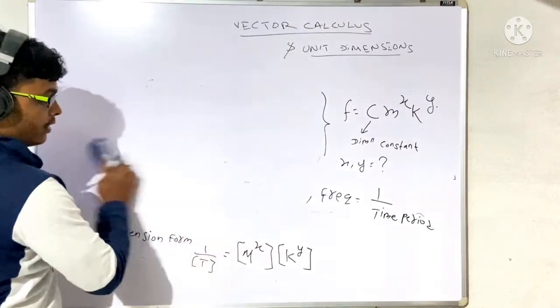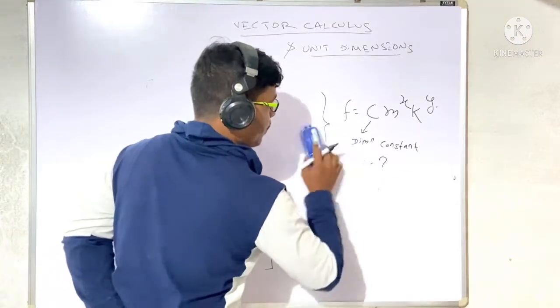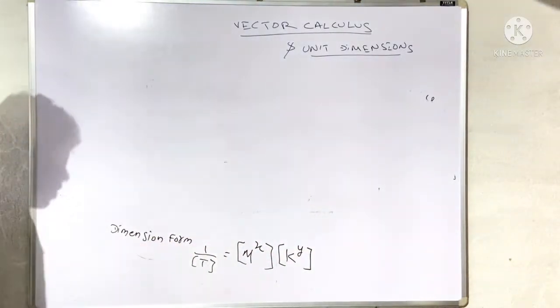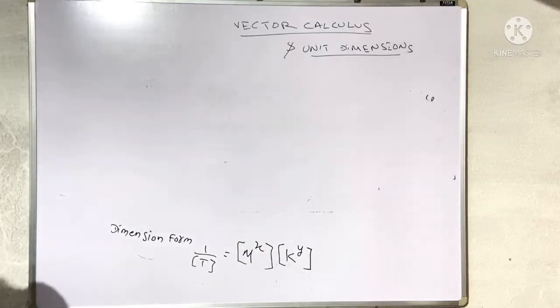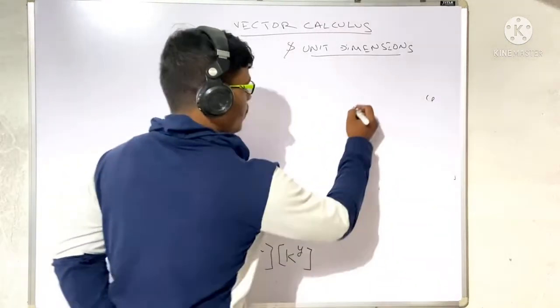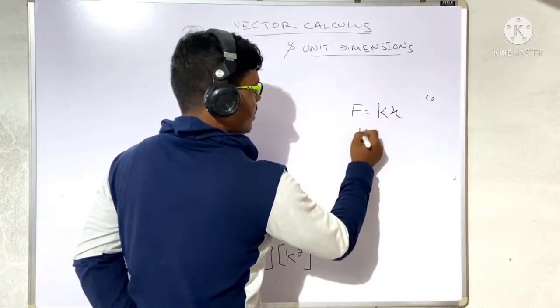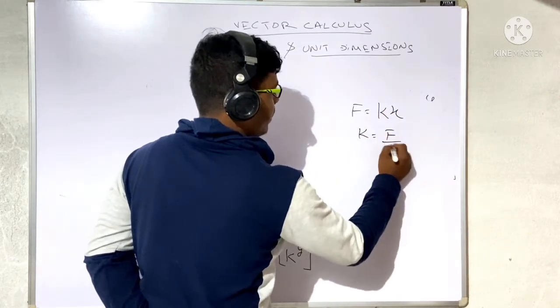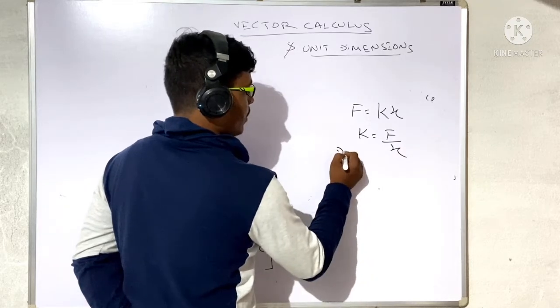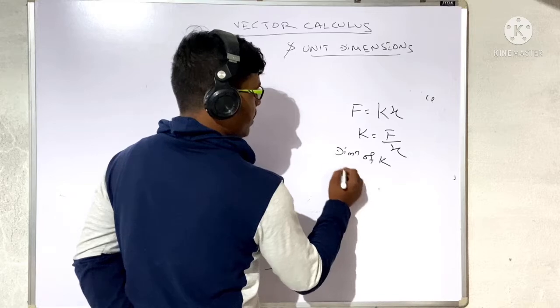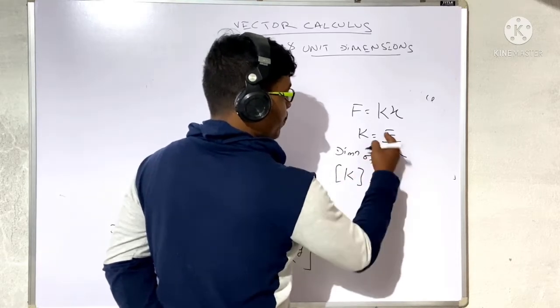Okay, we need the dimension form only. So frequency equals 1 by time, remember. Now, a minute ago we discussed the spring force. The spring force equals kx. So what is k? k equals F by x. So what is the dimension of k? The dimension of k equals the force dimension divided by x.